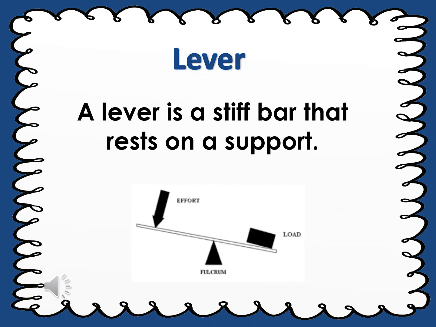The next simple machine is the lever. A lever is a stiff bar that rests on a support. One best example of a lever is a seesaw. If you see a lever, it looks like a seesaw, and the middle part of this ramp is a support. So a lever is a ramp or a stiff bar that rests on a support.